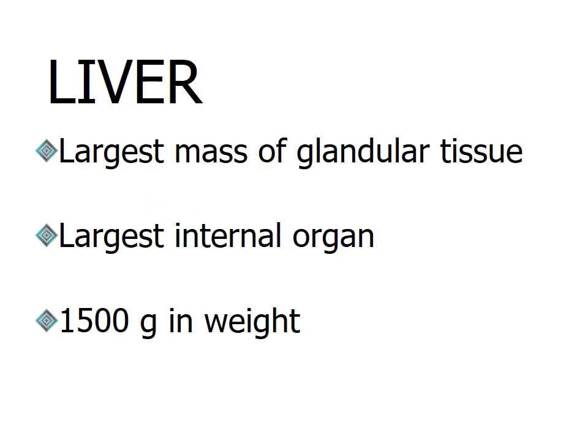Assalamu alaikum students. Today we will discuss the histology of liver. So up till now you know that liver is the gland associated with the GIT. Now how many glands are associated with GIT? Salivary glands, pancreas, gallbladder and liver. So liver is the largest mass of glandular tissue and it is the largest internal organ and its weight is about 1500 grams.